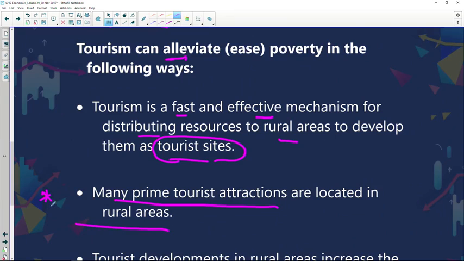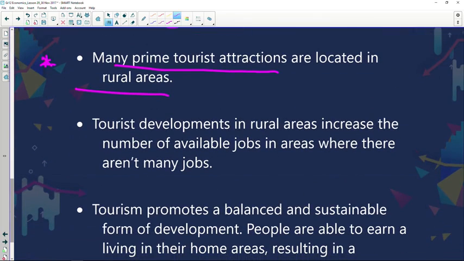So many prime tourist attractions are located in the rural areas. Like I've said, people want to move away from their usual environment. So if you are more of an urban person, you just want to take a break from the city and actually go into a more quiet area so that you can pull your thoughts together. Okay, so that's another initiative that can be done.